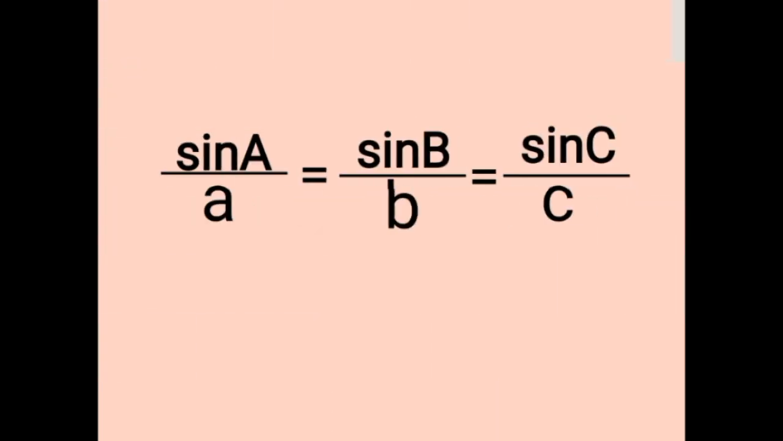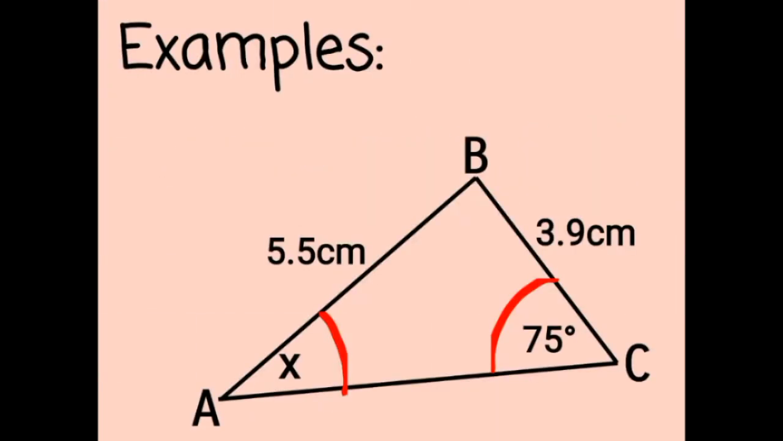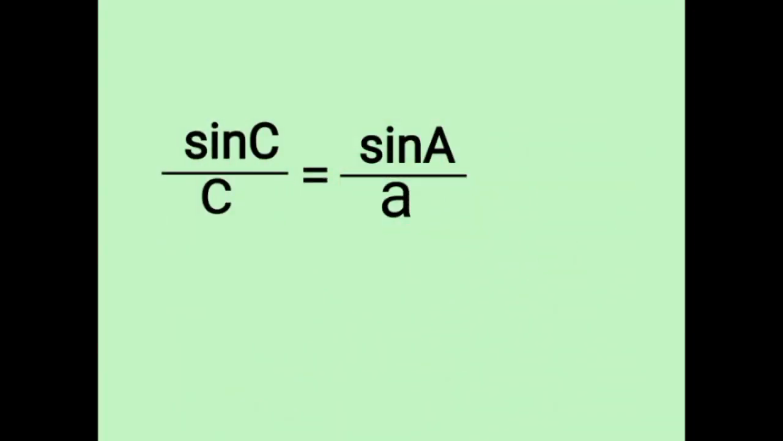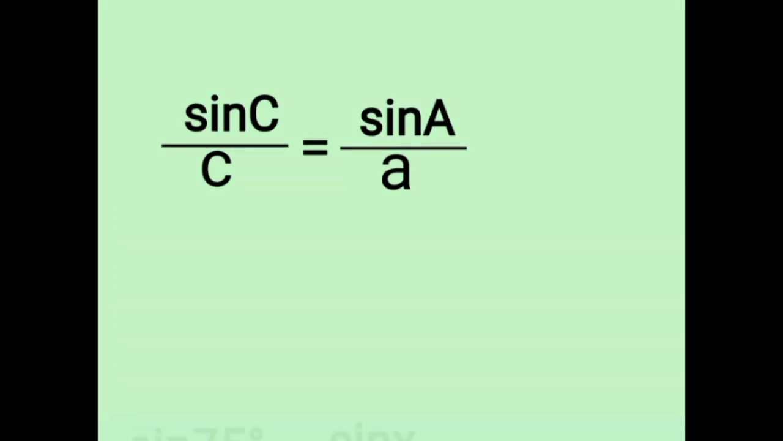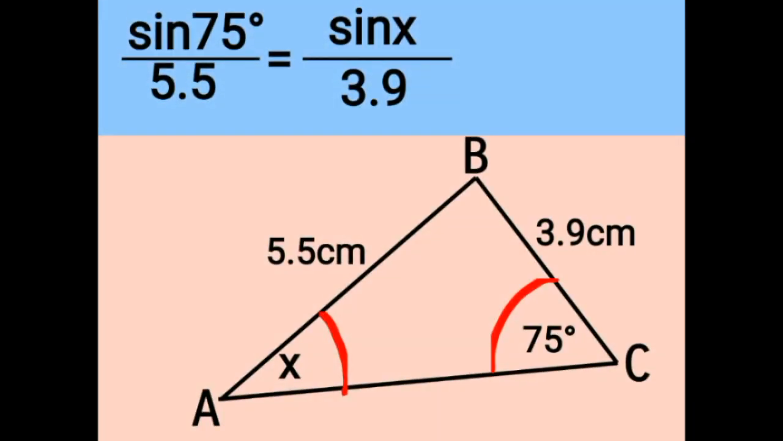Now this version of the sine rule is used to find a missing angle. For example, find the value of x. Here we know the lengths of two sides and the size of an angle. We know the length of the side opposite the angle 75 degrees as 5.5 centimeters and the length of the side opposite the angle x as 3.9 centimeters. So we can use the formula sin C over c equals sin A over a to find the value of x. Then sin 75 degrees over 5.5 equals sin x over 3.9.